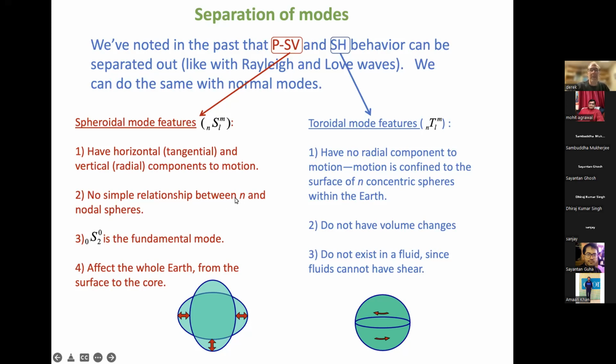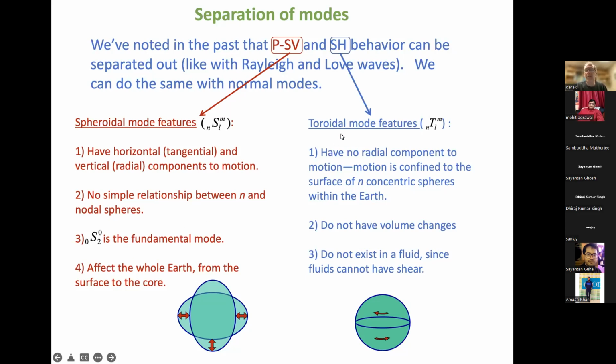There's no simple relationship between n and nodal spheres, so the locations where there's zero deformation. And S sub 2, with m equals 0 and n equals 0, is a fundamental mode. So there is not an S of L equals 1. And these affect the whole Earth from the surface to the core.